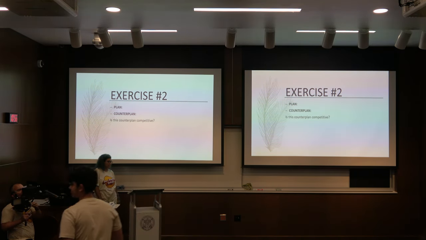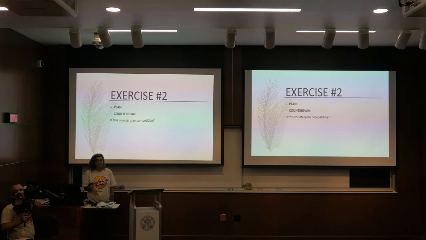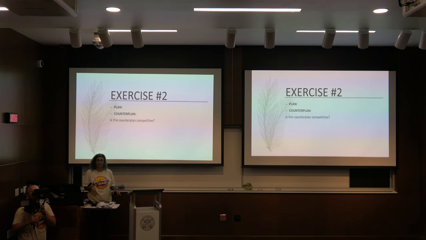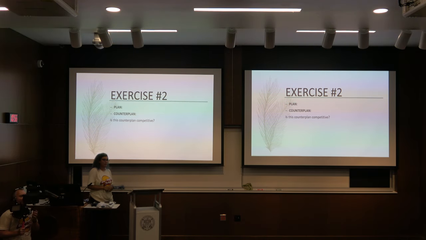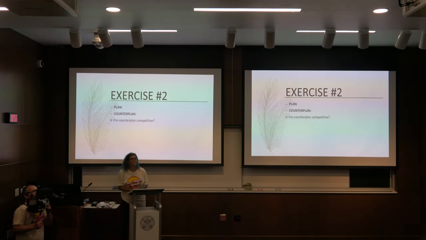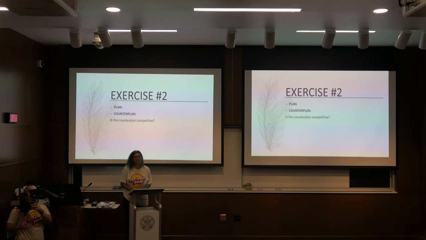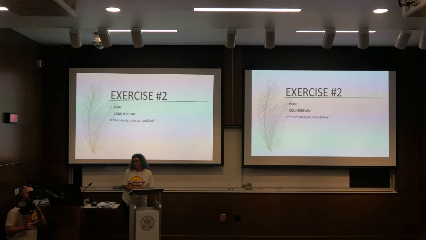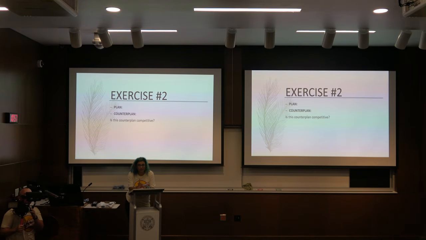Okay, so this is the second exercise. I'm going to pick somebody. You're going to come up with a plan. I'm going to pick somebody else. They're going to come up with a counterplan, and we're going to see if it's competitive, okay? So let's go with, yes, create a plan for me. We should raise taxes by $1 to make chairs more beautiful. Okay, we should raise taxes by $1 to make chairs more beautiful. Now we need a counterplan. How about you with the glasses?